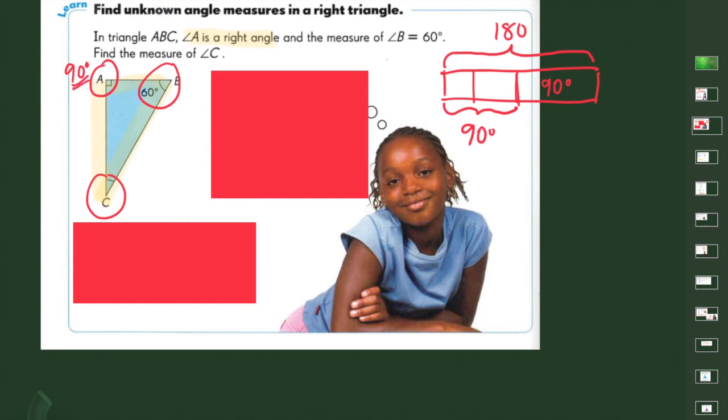We know the 90 degrees. We are also given the measure of angle B, which is 60. So I know 60 plus an unknown angle measure, angle C, have to have a total measure of 90 degrees. So these two together have to be equal to 90 degrees. So I can ask myself, 60 plus what would give me 90? Well, I know 60 plus 30 is 90. So that tells me that the measure of angle C must be 30 degrees.